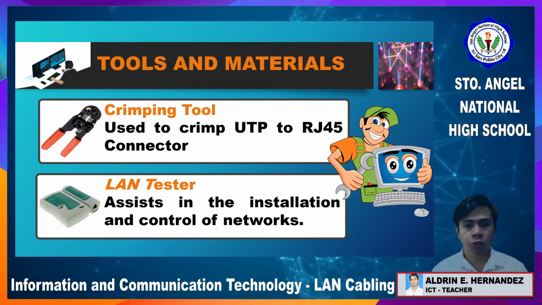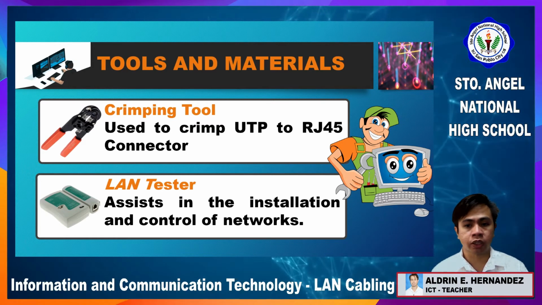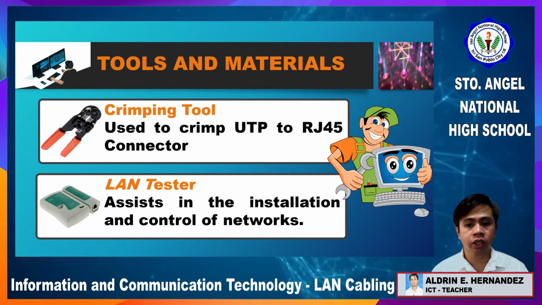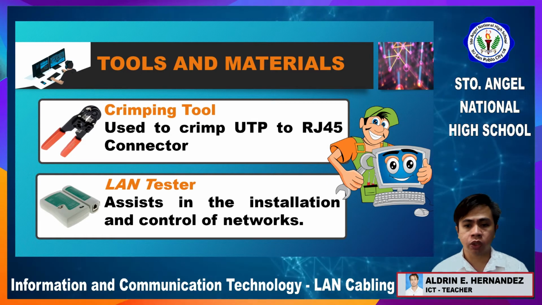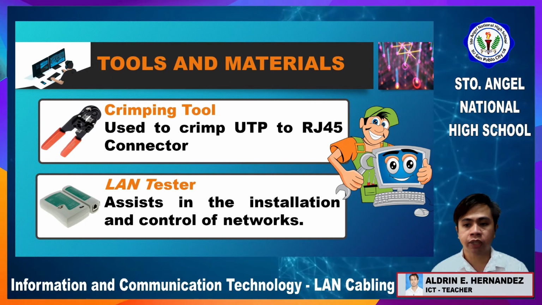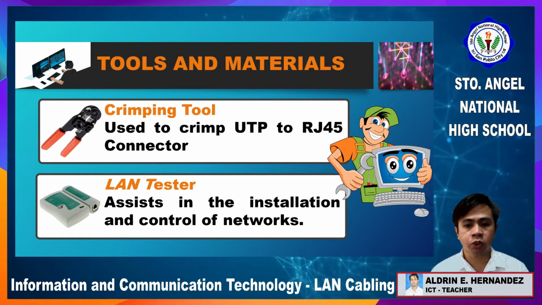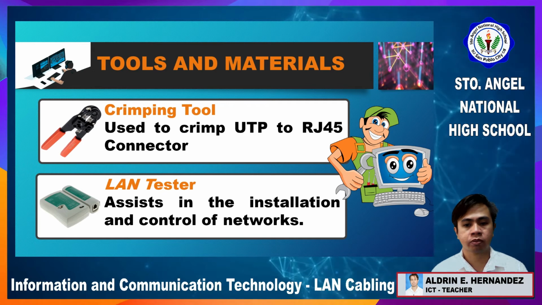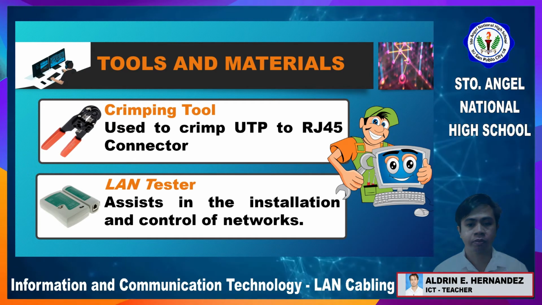Next, crimping tool. Used to crimp UTP to RJ45 connector. LAN tester. Assists in the installation and control of networks. In addition, we can use the crimping tool to join UTP cable strands to the RJ45 connector, while the LAN tester is used to see the continuity or good connection of wires. Any question, class? None, sir.